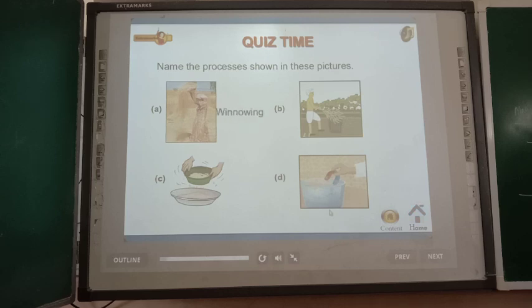The image A shows winnowing. The image B shows threshing. The image C shows sieving. And the image D shows magnetic separation.